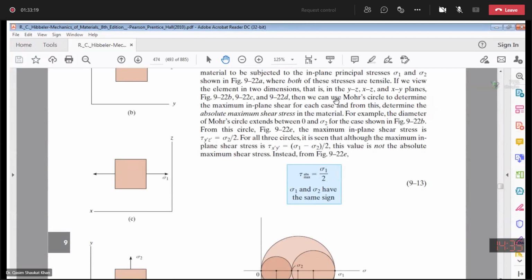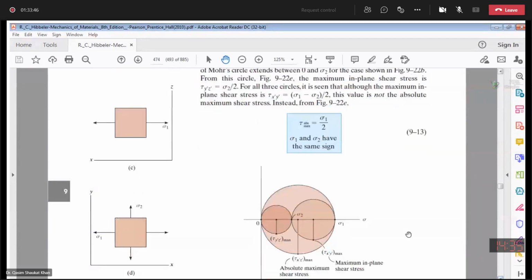We can use the Mohr circle to determine the maximum in-plane shear for each case, and from this determine the absolute maximum shear stress in the material. For example, the diameter of the Mohr circle extends between 0 and sigma 2. So this is the YZ case. Then again, they are repeating the same for the XZ case and the XY case. When both principal stresses are either positive or negative, your absolute maximum shear stress will be tau x dash z dash, that is sigma 1 over 2, and your maximum in-plane shear stress will be sigma 1 minus sigma 2 over 2.